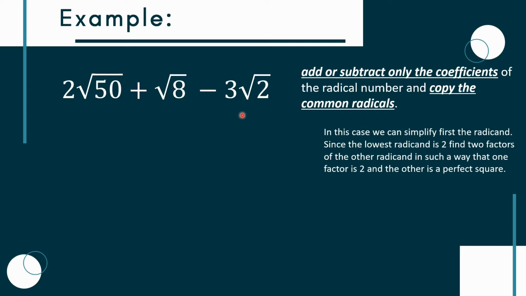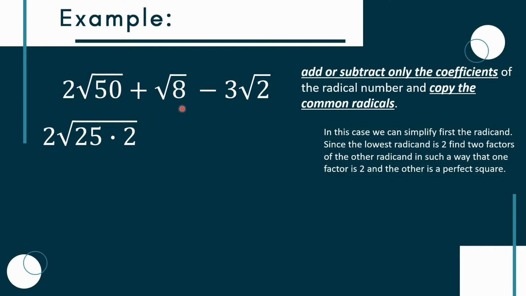Ang target natin maging square root of 2 yung isa ha. So, dapat ang isa ay square root of 2 at ang isa ay perfect square. Sa 50, meron ba factors? Okay, yes, meron. And that is 25 times 2. Tama ba? Ang 25 times 2 ay equals to 50. Ito ay isang perfect square, at ito yung ating hinahanap na non-perfect square, which is square root of 2.